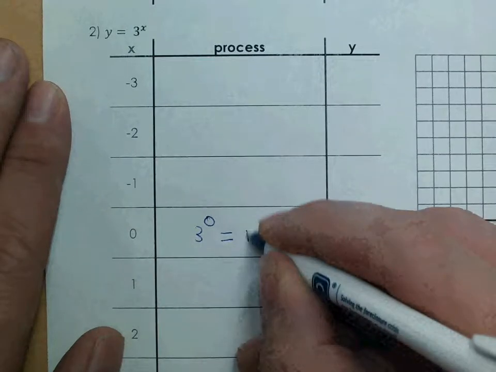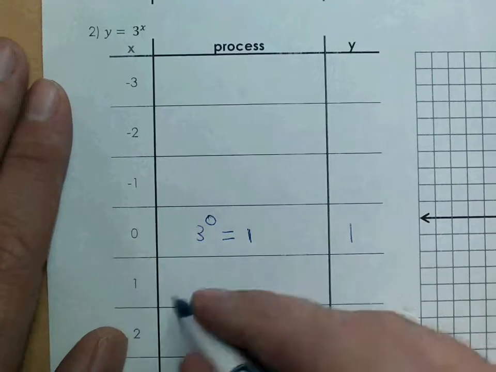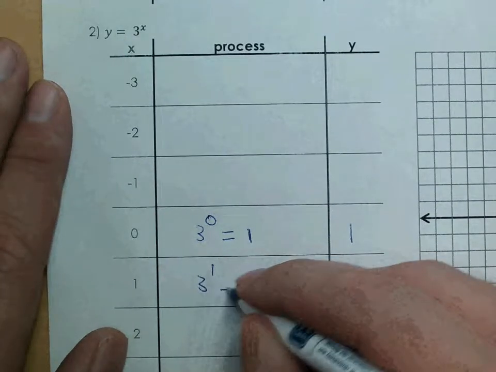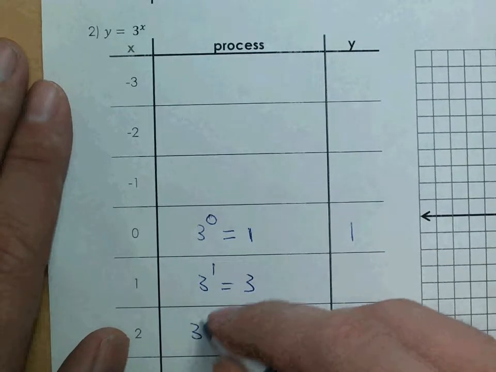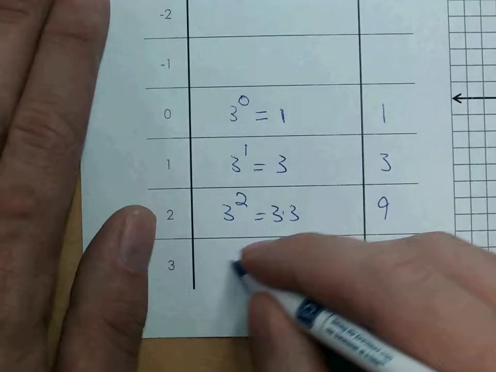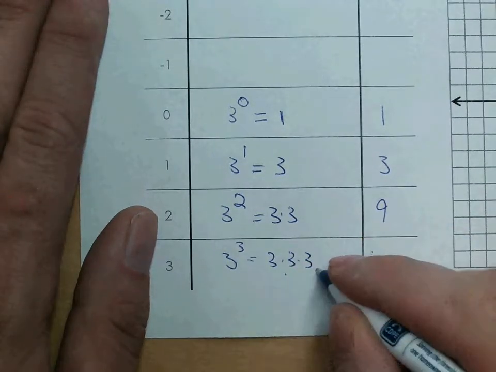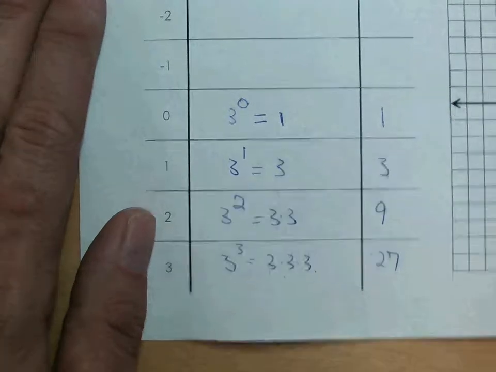3 to the 0th power, anything to the 0th power is 1. So when x is 0, y is 1. 3 to the first power, it's just 3. 3 squared means 3 times 3, which is 9. 3 cubed means 3 times 3 times 3. 3 times 3 is 9, times 3 is 27.